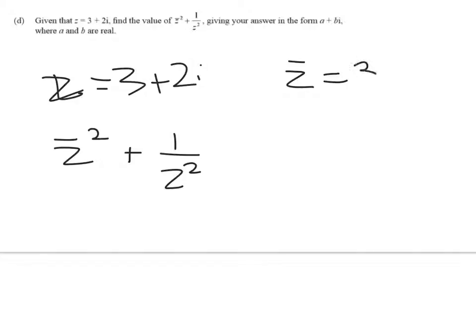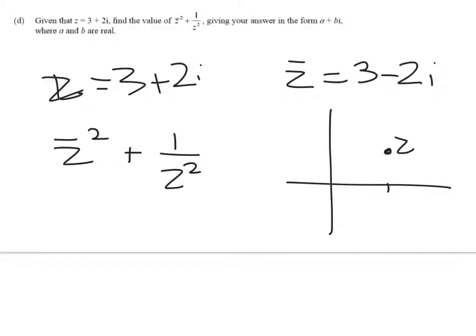So the conjugate is 3 take away 2i. I'm going to chuck in a little bit of geometry here, just along the way. You're not asked for this at all. But z is going to be out 3 and up 2. So that's z there. And its conjugate is the reflection of that in the axis. So that's z and that's z bar, or the conjugate. And it always works like that.